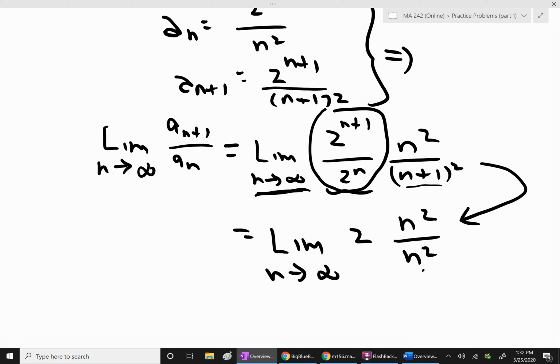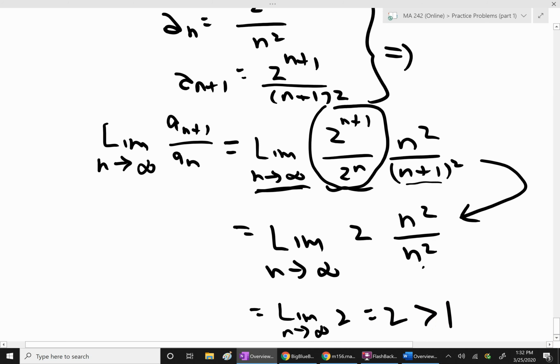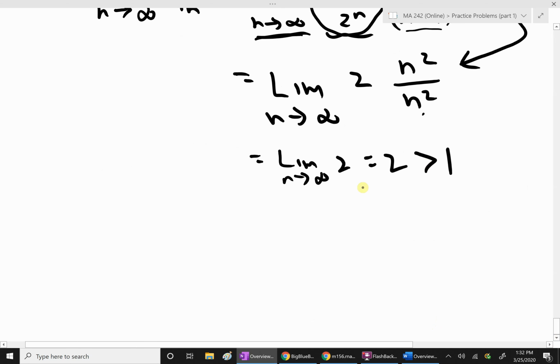Oh, okay. And now I'm done. Because the limit as n goes to infinity of 2, even I can do that. That's 2, which is greater than 1, which implies by the ratio test this diverges. Okay?